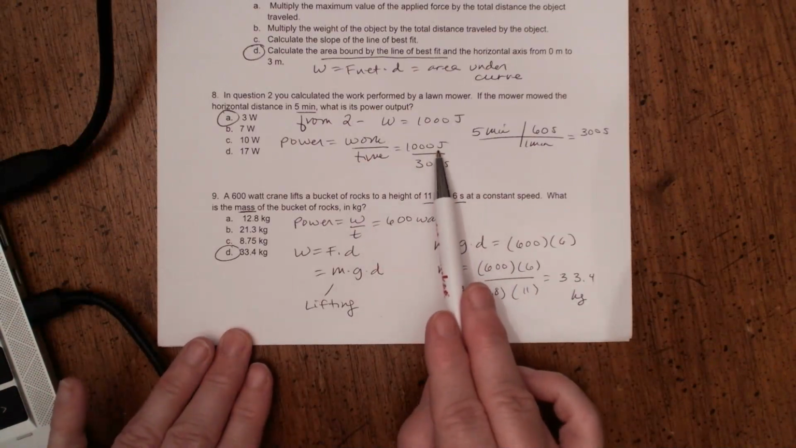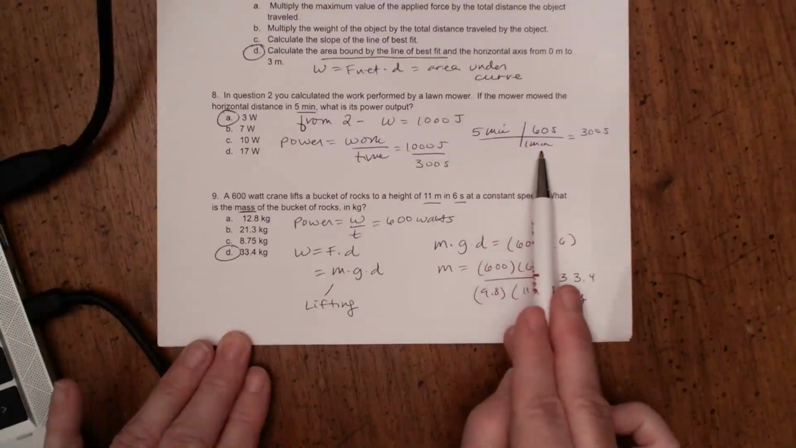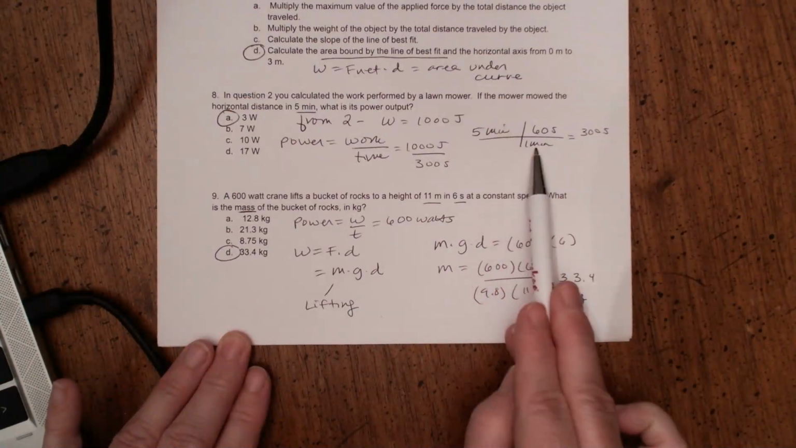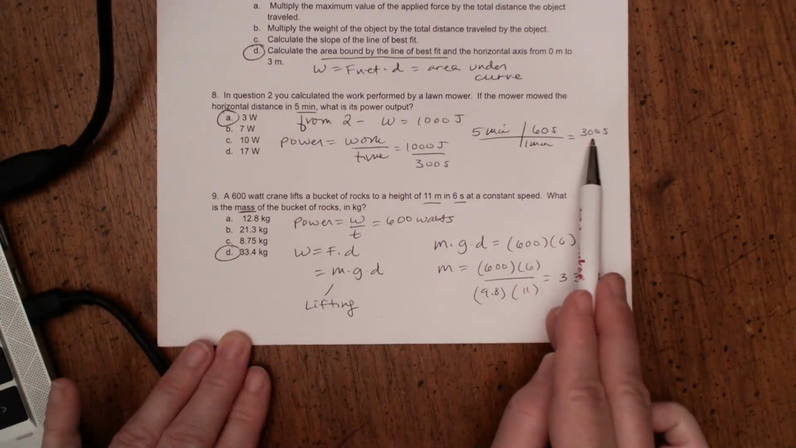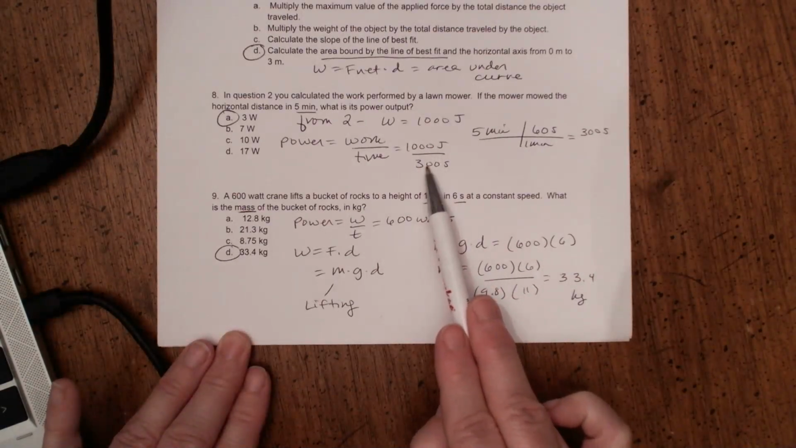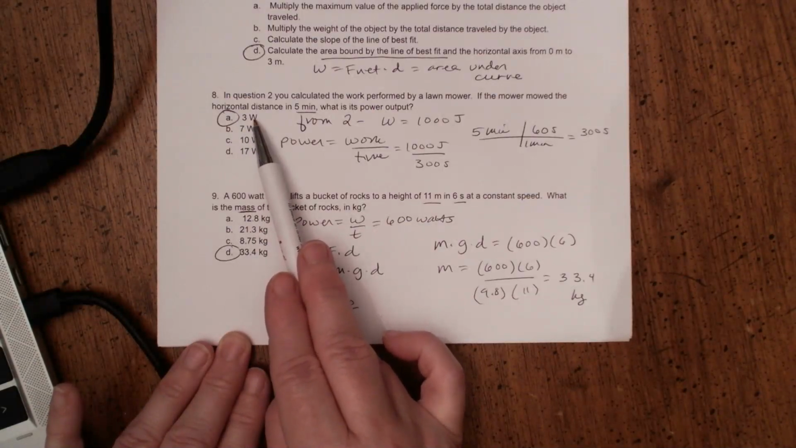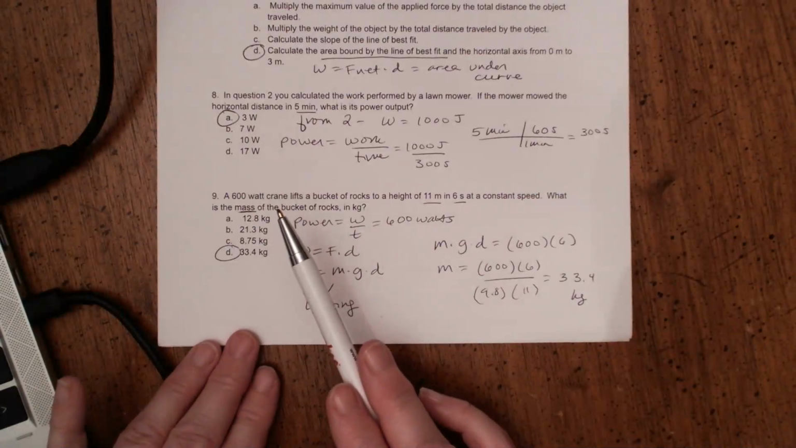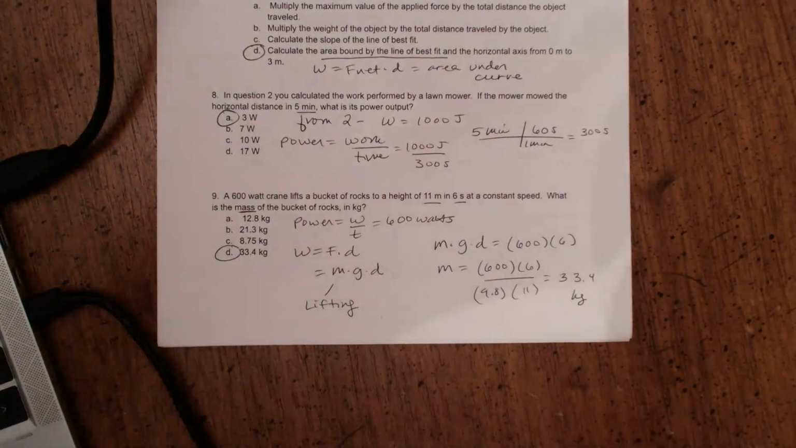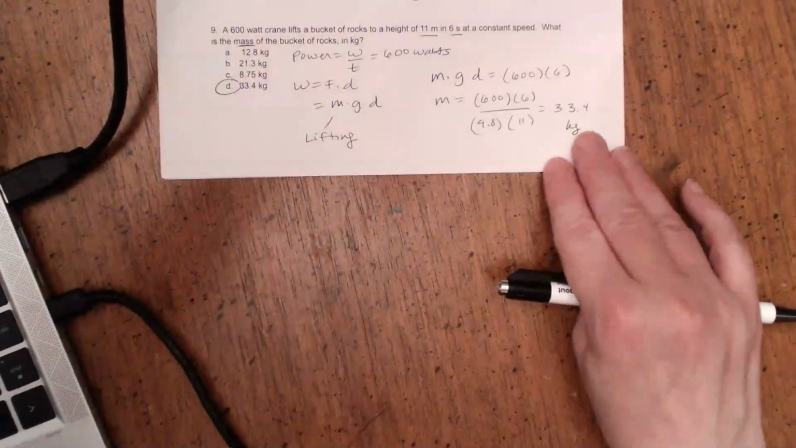So I just need to convert 5 minutes into seconds. I'm going to do that over here real quick. 1 minute is 60 seconds, so that gives me 300 seconds, and then I divide 1,000 by 300 and I get like 3.33 watts. So that's my closest number. Remember, watts is the unit of power. Okay. And power, like I said, is really simple. You're really just taking work that you've calculated and dividing by time.